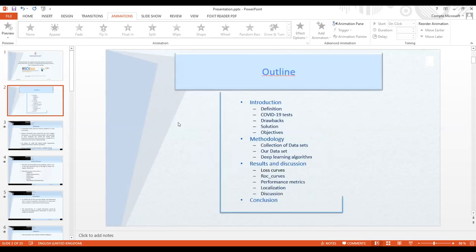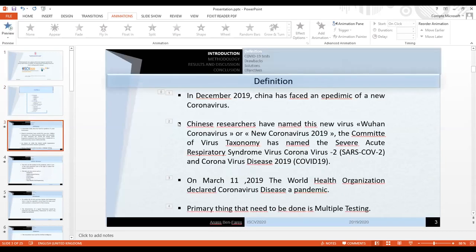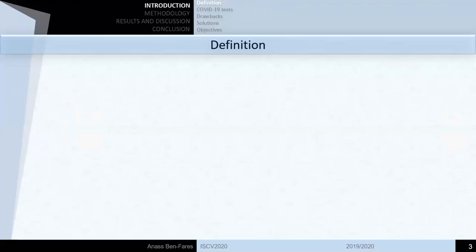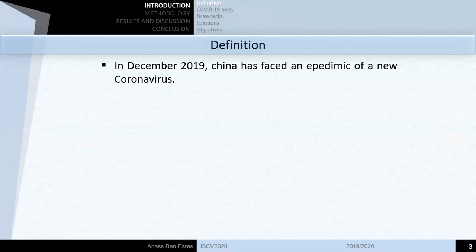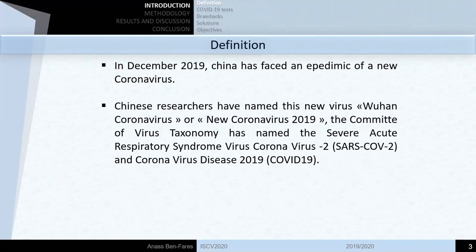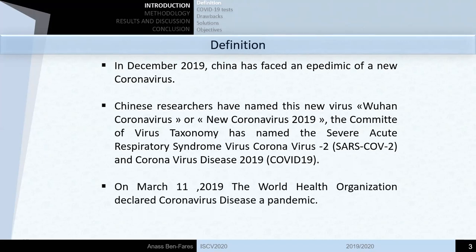So my presentation is divided into four main sections. Firstly, the introduction, the methodology, results and discussion, and finally, the conclusion. In December 2019, Wuhan, a commercial center in China, faced an epidemic of a new coronavirus that has killed hundreds and affected thousands of people in the early days of the epidemic. Chinese researchers named the virus Wuhan coronavirus or coronavirus 2019. The International Committee on Taxonomy of Viruses named it severe acute respiratory syndrome coronavirus 2, and the disease coronavirus disease 2019, COVID-19. On March 11, 2020, the World Health Organization declared the disease a pandemic characterized by the rapid and global spread of the new coronavirus worldwide.